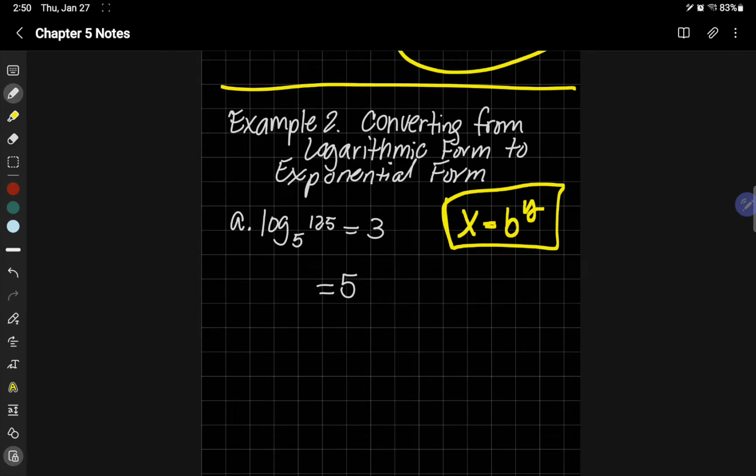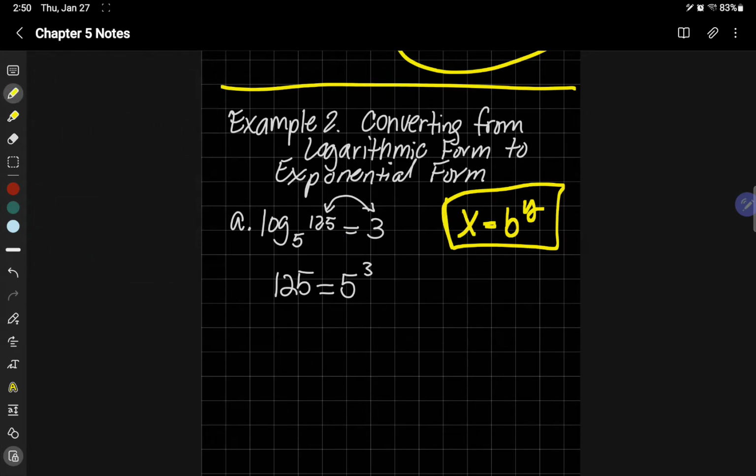And y, what is y? Okay, now we're going to think about this. Remember I said we're going to reverse these two? So what I'm going to do, I'm going to replace it, and I'm going to put 3 here. And I'm going to equal it to 125. So that means my y is going to be this. That's going to be your y.